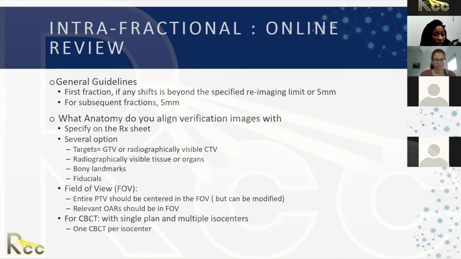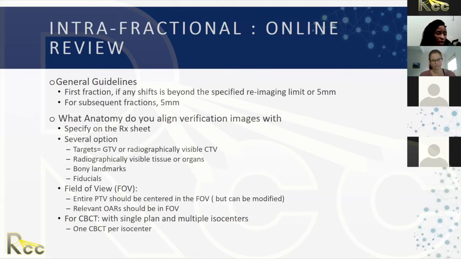And so what do you align to? You want to specify this on your prescription sheet. So when your treatment plan is transferred to the treatment console and you sign your prescription, you want to let the radiographers know, this is what I want you to align to. So when you acquire this portal imaging, I want you to align to either the target, if your target is radiographically visible. You can align to radiographically visible tissues or organs. You can align to bony landmarks, and you can also align to fiducials if that's available to you.